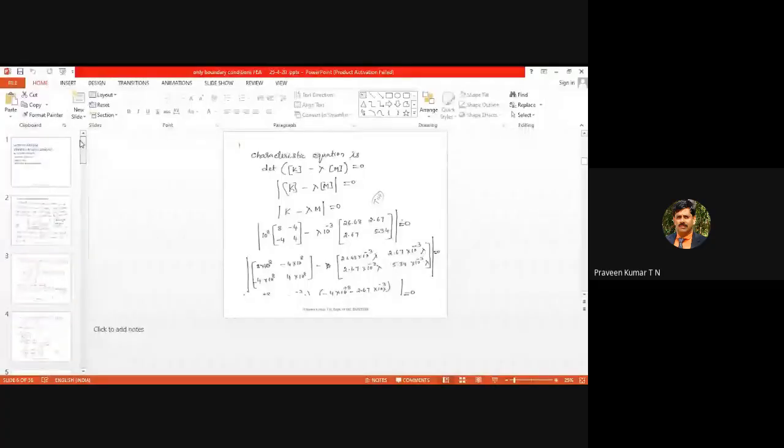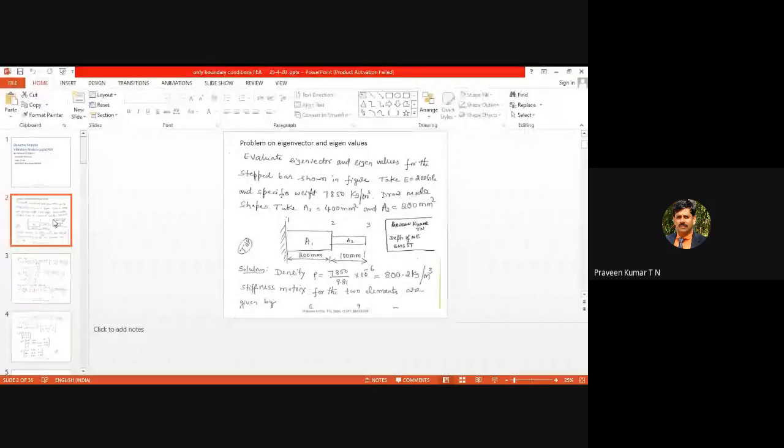Now we'll go to vibration. First I'll do one problem on vibration so that in the next class we can go for the derivations. One or two problems. Now this comes under the bar.